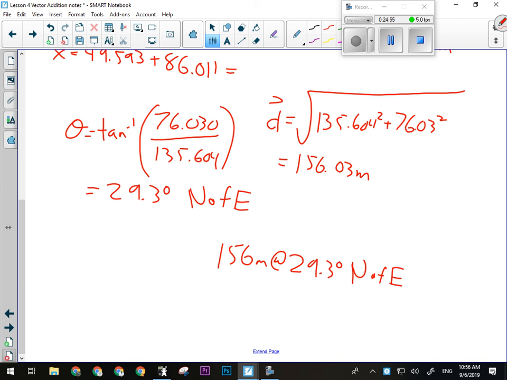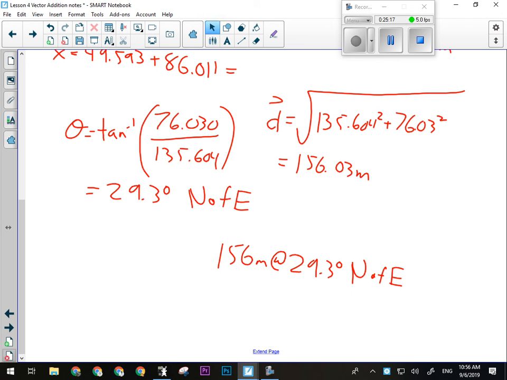Yes, it's a lot of steps. It's kind of tedious, but this is how we add all vectors, and this is going to continue into Unit 2 when we have to add force vectors together to get the summation of forces. So that's how these are going to work, guys.